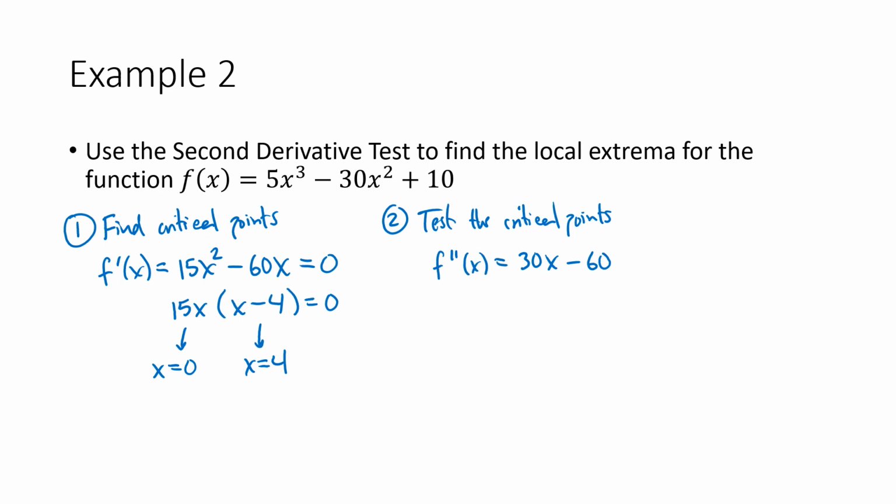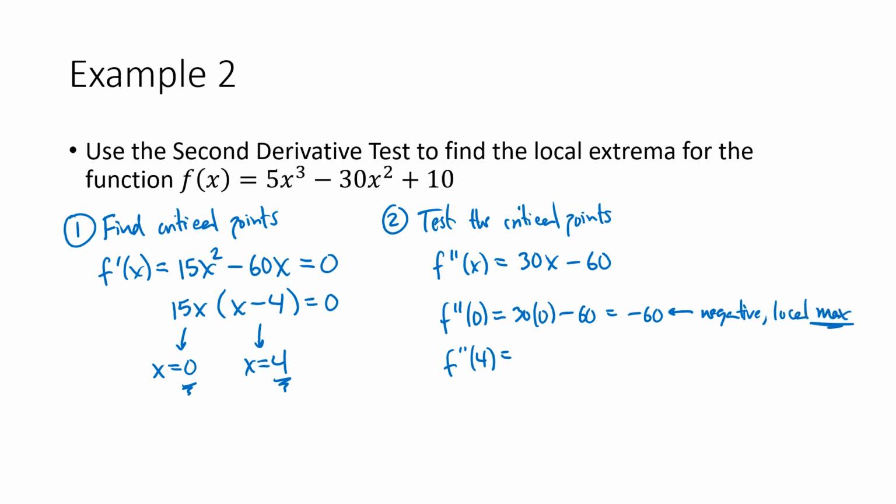And again, rather than plugging in something above or something below, we're going to plug these values that we found directly into the second derivative. So I'm just going to compute f double prime of 0, and f double prime of 4. So f double prime of 0, that's 30 times 0 minus 60, that's negative 60. And that's negative. If I look back at the different bullet points in that second derivative test, feel free to rewind the video to take a look at that. So that's negative, and that means I have a local maximum at this point.